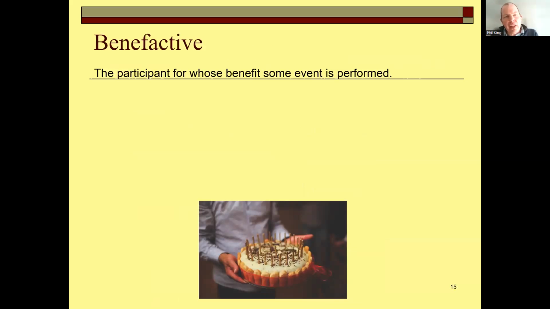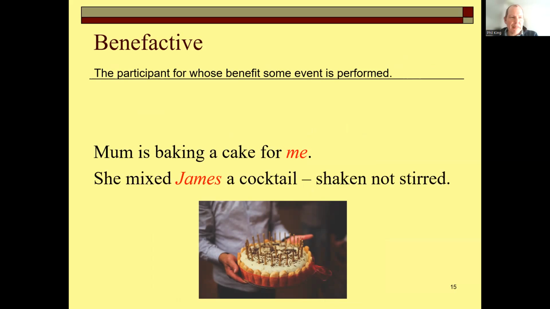Another role is the benefactive. This is the participant for whose benefit some event is done. So here's an example in English. Mum is baking a cake for me. I'm the one who's going to benefit from this cake. Or she mixed James a cocktail, shaken, not stirred. She's doing something for James here. So notice in English, sometimes we have the word for to mark the benefactive participant. Sometimes we don't have any preposition before it, just she mixed James a cocktail.